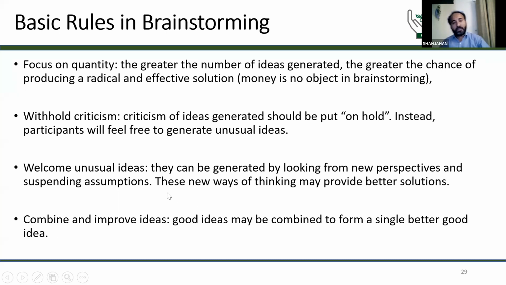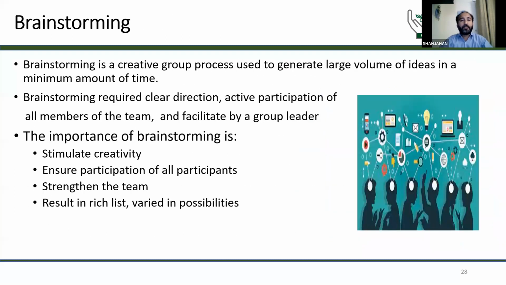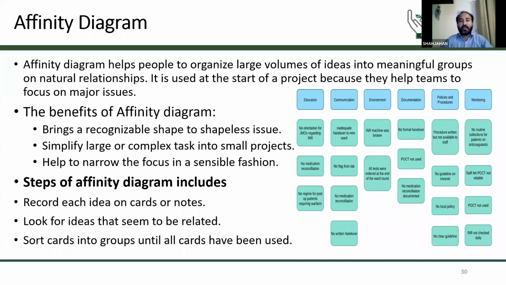So the basic rule is that when we are receiving the ideas, we will not criticize, saying no, this idea is not good. Let them give different ideas. Then we will select which is good. After we finish brainstorming, what next tool will we use? We will use the affinity diagram.